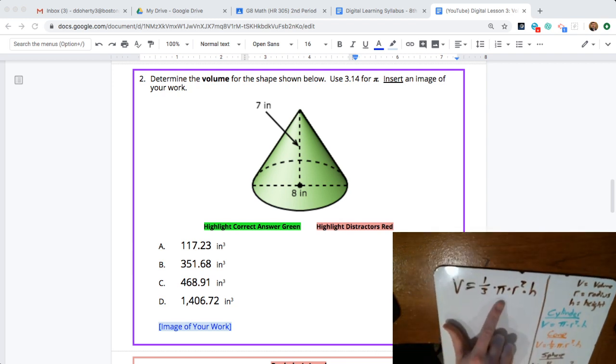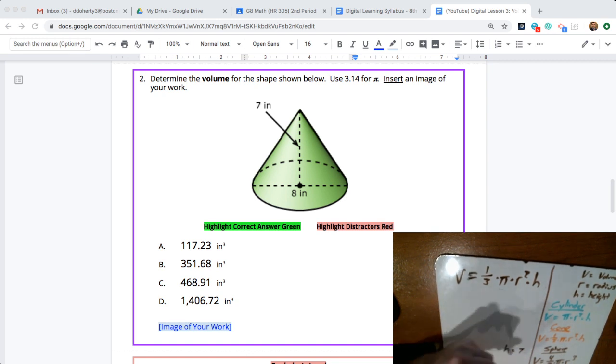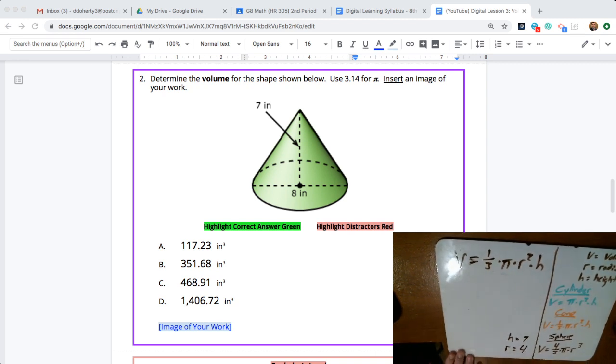The two important things to know for this cone are the height and the radius. We have a height of 7 inches. I'm going to put that down here, h equals 7. And the radius, which we also need to know for the cone formula, they provided us with the diameter, which is 8 inches. If the diameter is 8 inches, that means the radius is half of that, or 4 inches for this particular cone.